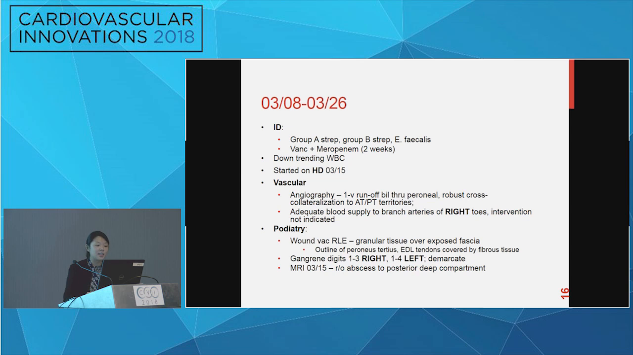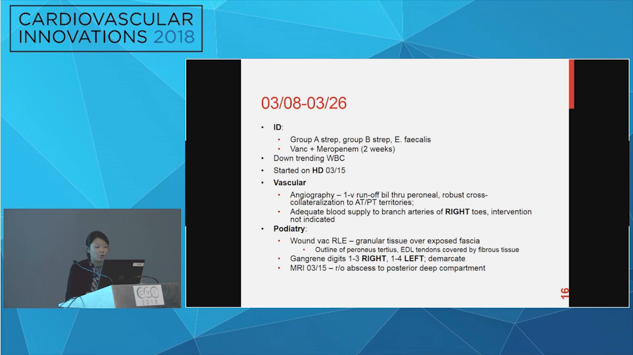And then vascular did an angiography. The patient only had one vessel runoff, where previously, when they had done the revascularization, the PT, the AT, and the peroneal were patent. Those unfortunately were not, but due to the collateralization from the peroneal, they indicated intervention wasn't needed at this time. The patient would be able to heal based on his current blood supply.